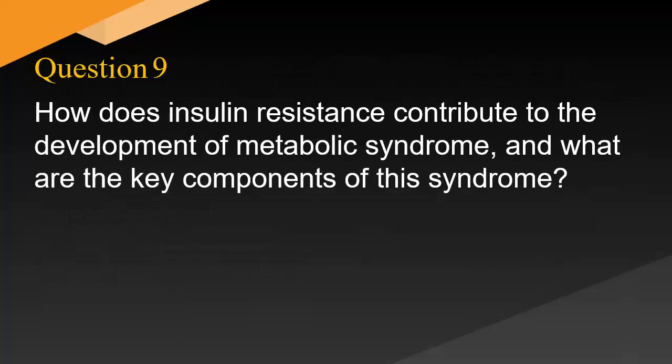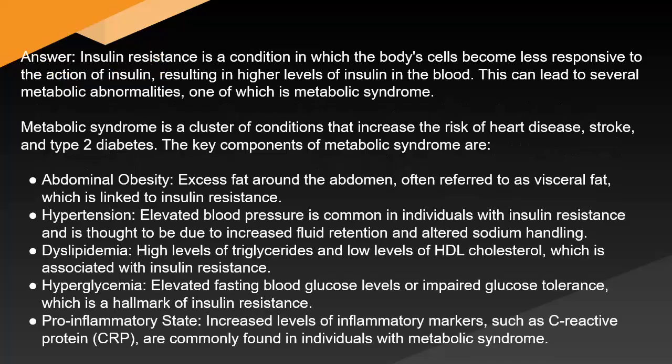How does insulin resistance contribute to the development of metabolic syndrome, and what are the key components of this syndrome? Answer: insulin resistance is a condition in which the body cells become less responsive to the action of insulin, resulting in higher levels of insulin in the blood. This can lead to several metabolic abnormalities, one of which is metabolic syndrome. Metabolic syndrome is a cluster of conditions that increase the risk of heart disease, stroke, and type 2 diabetes.